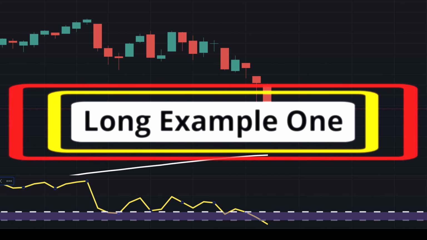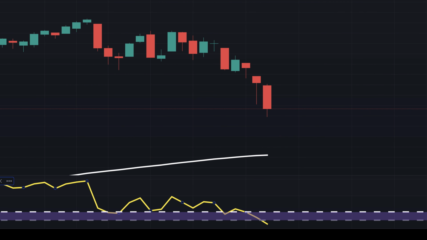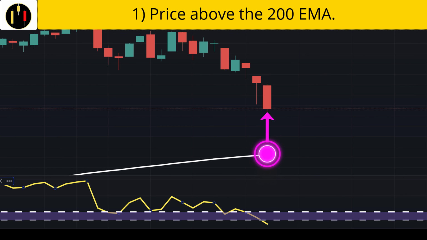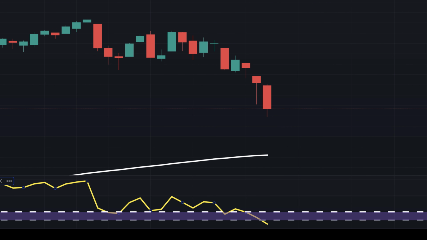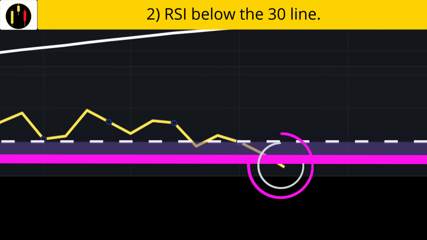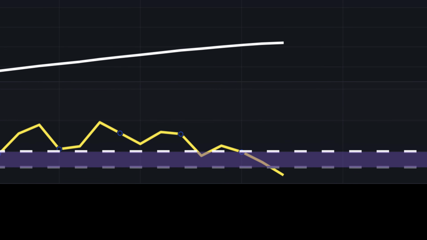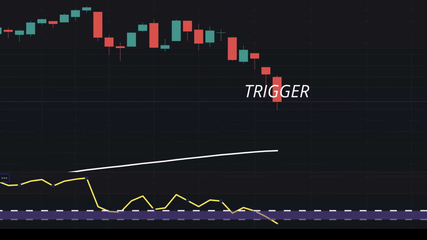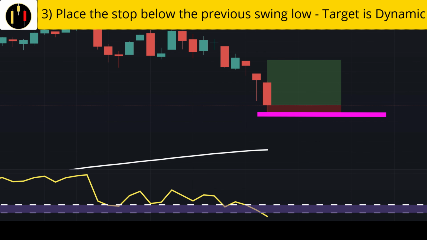The rules to enter a long on the Rainer regurgitation are: first, price is above the 200 exponential moving average in white. The second rule requires that the RSI go below the 30 line. Both entry rules are met when this candle closes. That is our trigger candle. We place our stop below the previous swing low.